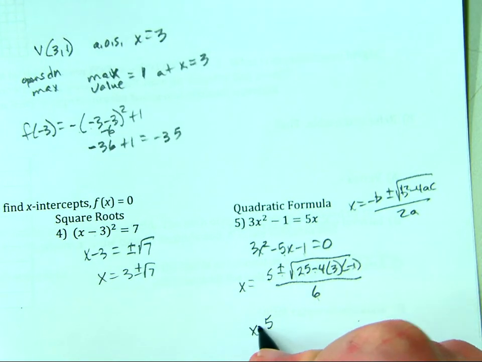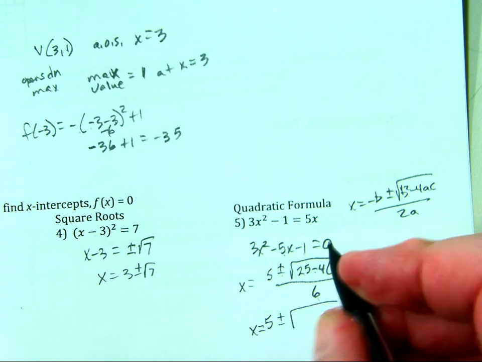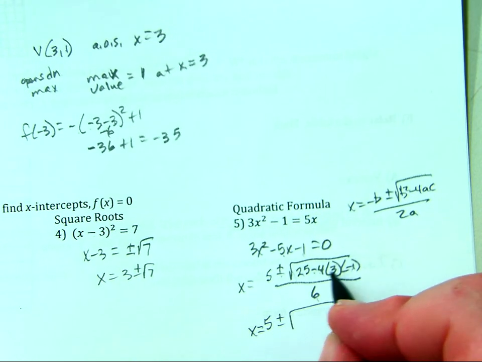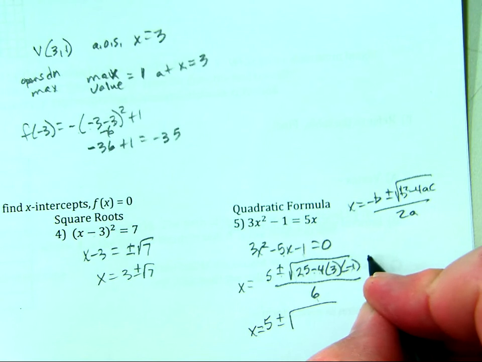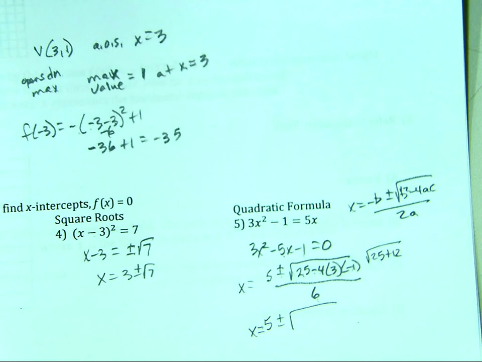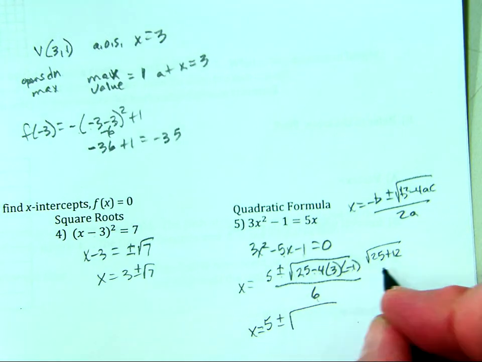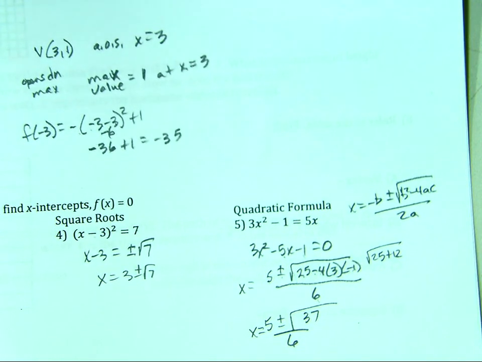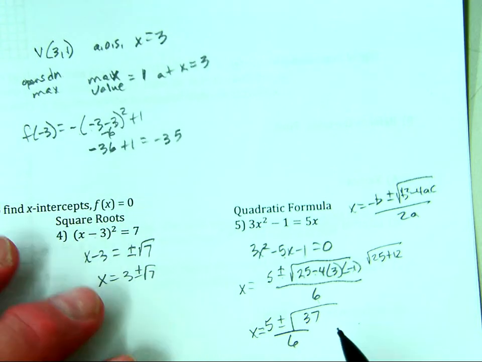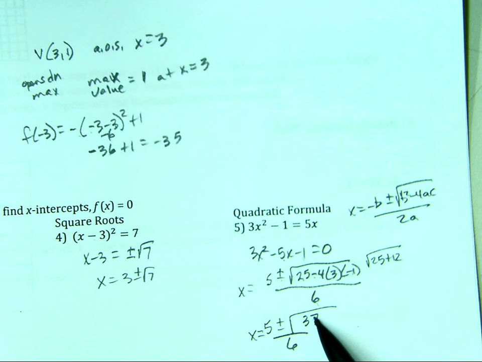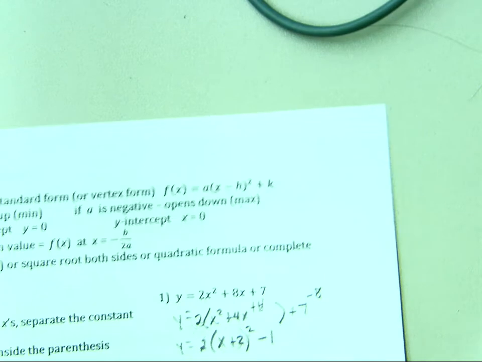Now to simplify, in here, 4 times 3 is 12, times 1 is still 12. That's going to be plus 12. So 25 plus 12, that's 5 plus or minus the square root of 37 all over 6. So those are your x-intercepts. You could approximate those. Square root of 37 is about 6. So that'd be 5 plus 6, which is 11/6, which is just short of 2. 5 minus 6 would be a negative 1, so negative 1/6. Graph those.